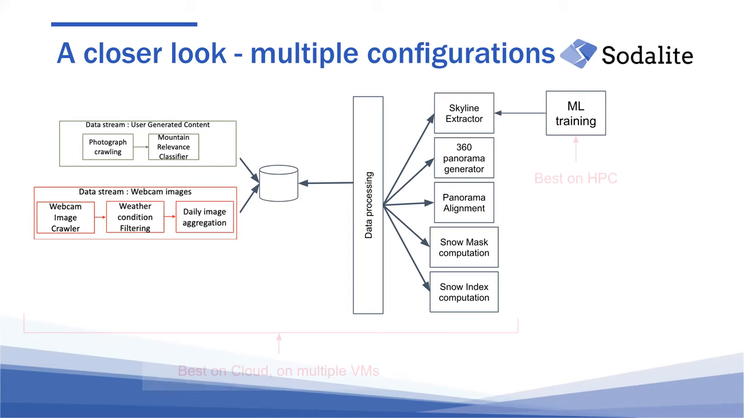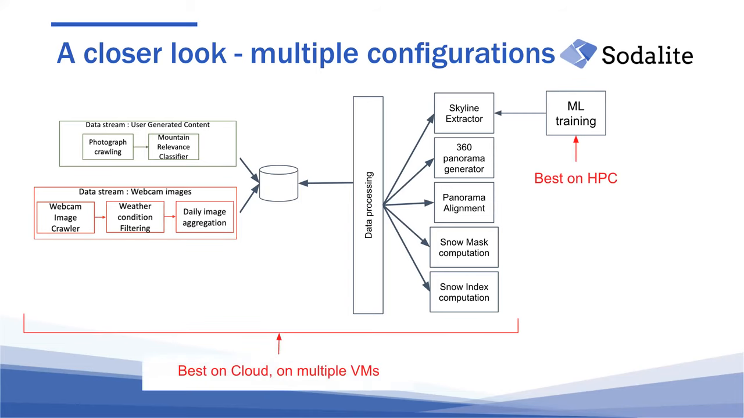So essentially the general goal of Sodalight is to help people who are experts in a specific application domain in addressing these problems: how to put the various pieces together, and how to make sure that they can be executed in the best possible way. Here, for instance, we are highlighting that, as I mentioned before, some components, in this case the training, could go on HPC, while other components could go on the cloud, maybe on multiple virtual machines, possibly with some load balancing mechanism in front of some of them.